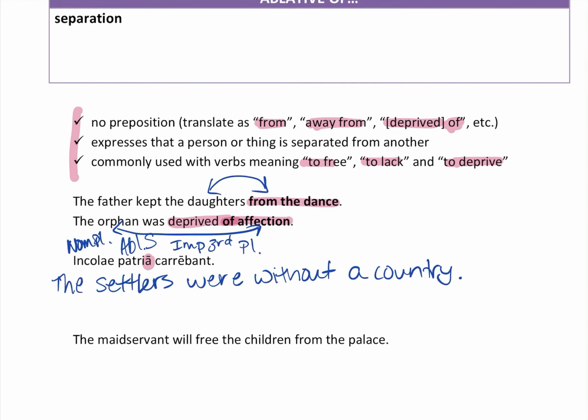So we won't say from or away from. We use the verb in this case. One of the translations is to be without. It wouldn't make sense: we're without of country. Translated into English the way it makes sense, but a country would still be in the ablative because it's ablative of separation. Who were separated? The settlers were separated from the country. That's why it's ablative and not accusative.